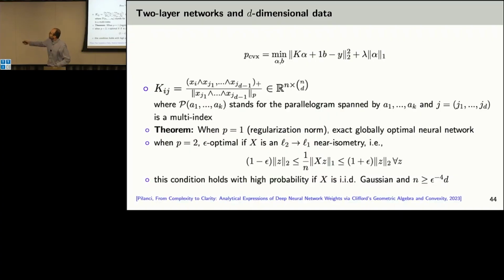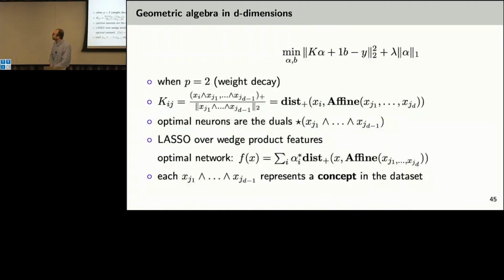Okay, so if you solve the Lasso problem, remember the regularization that we have. P norm squared corresponds to P norm, and then weight k corresponds to group Lasso. So this will give you the globally optimal neural network when P is 1. If P is 2, then it will be epsilon optimal, given that X is a near isometry. And this is true for random Gaussian data. So basically, if you have random Gaussian data, this will give you a near optimal neural network. Otherwise, it will be optimal for P equal to 1.